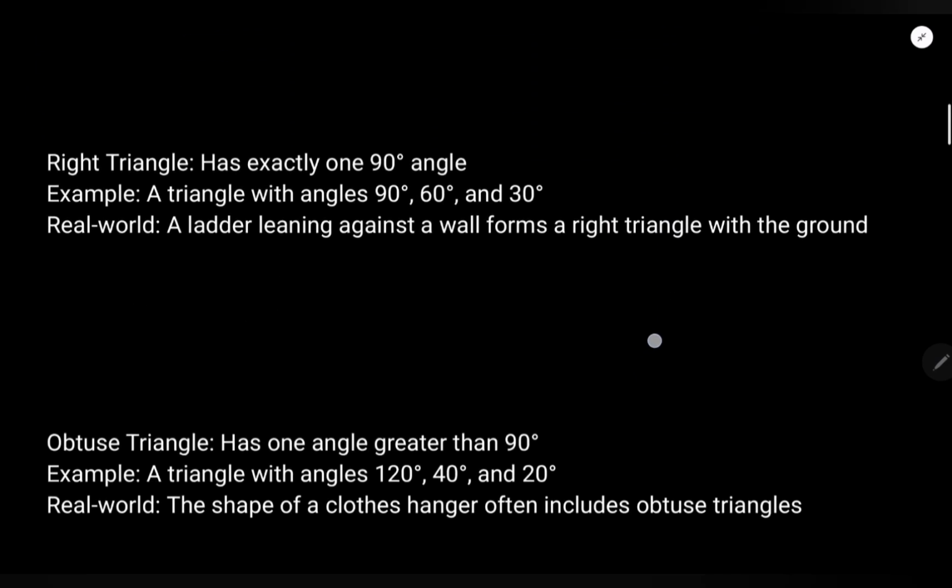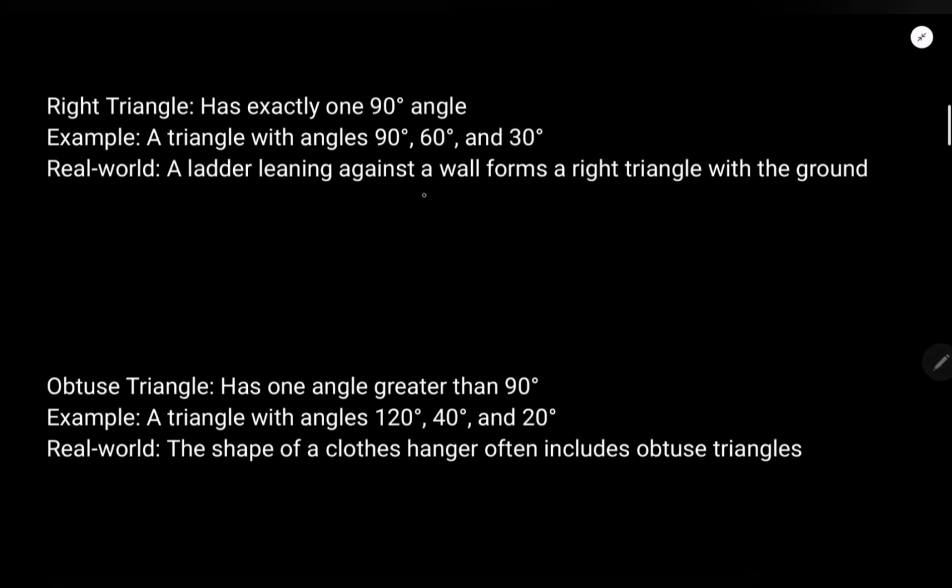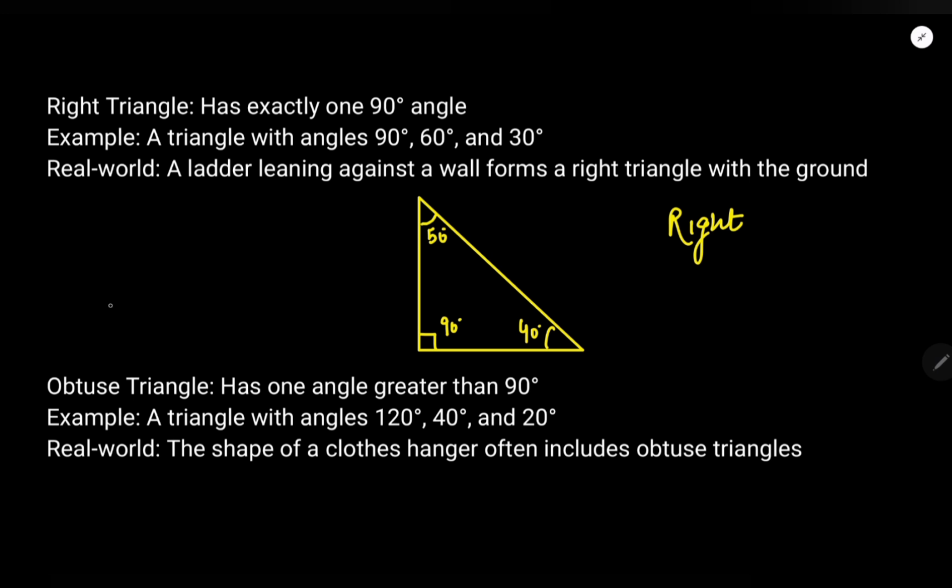After that, suppose we have a triangle in which one angle is 90 degrees, like this L shape. One angle is 90 degrees. The other two angles can be anything, like I can take 50 and 40, because I know the sum is what? 180 degrees, right? You can take 45, 45, or 30, 60. If one angle is equal to 90 degrees, then that is known as a right angle triangle.